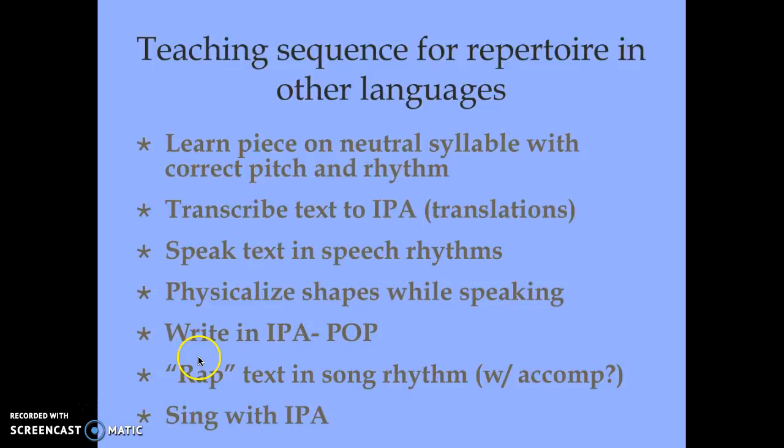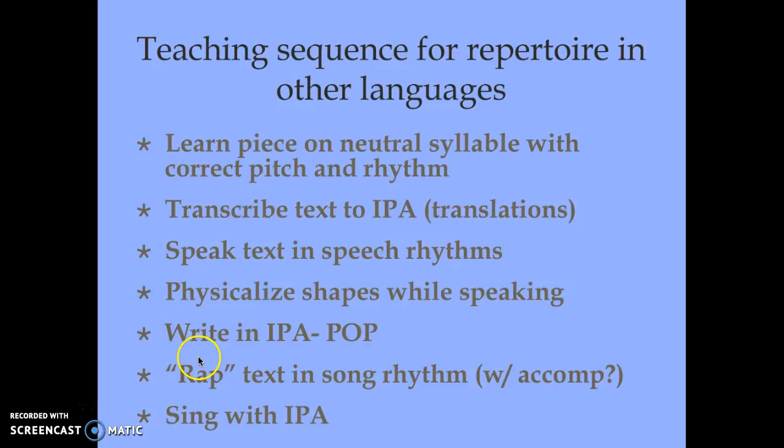The teaching sequence for learning repertoire in other languages. First, learn the piece on a neutral syllable with the correct pitches and rhythms. Then transcribe the text into IPA, and we'll talk more about this in class. Speak the text in speech rhythms, so you're just speaking the words as if you would say them in the rhythm you would speak them. Move it then, physicalize the shapes while you are speaking. Write in the IPA, and then wrap.